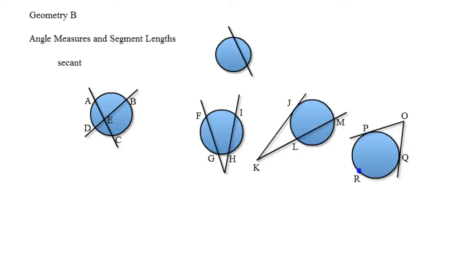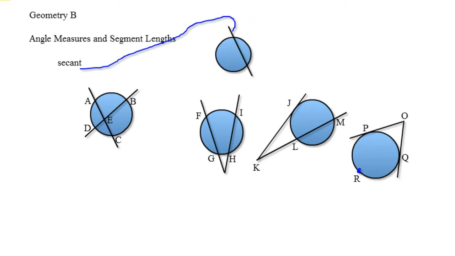Alright, so today what we'll be talking about is secant lines. We've dealt with them a little bit, but a secant line is just a line that intersects the circle twice. Now we've talked about chords, which are just segments that intersect a circle twice. Now we're going to extend those into lines.